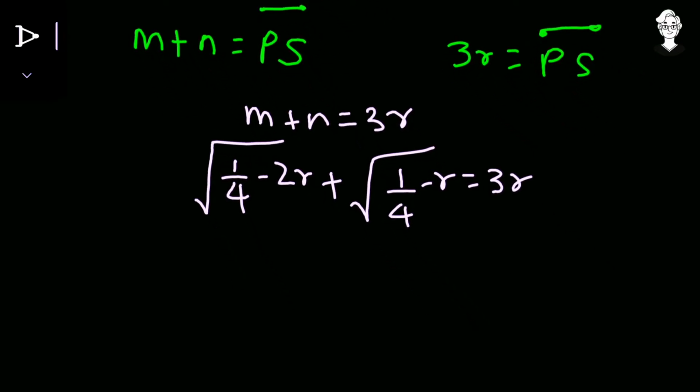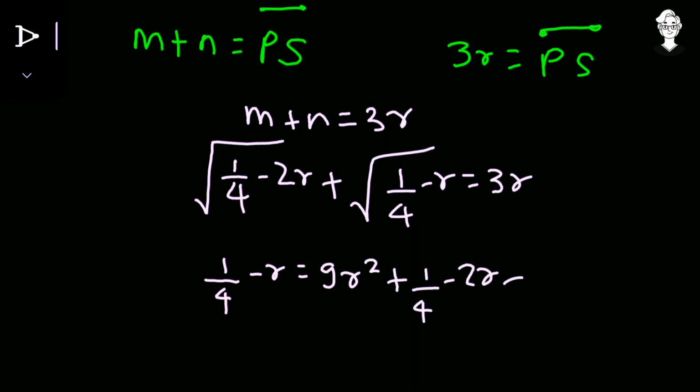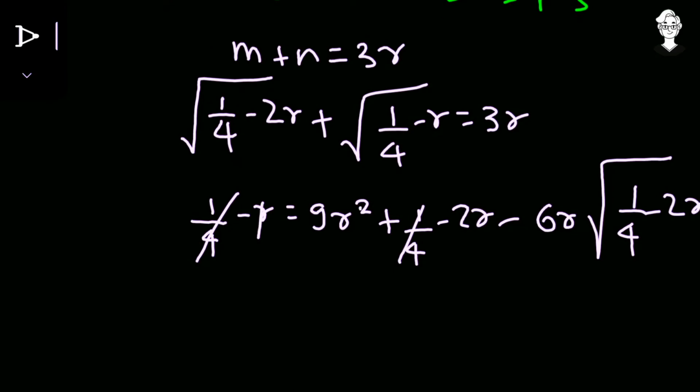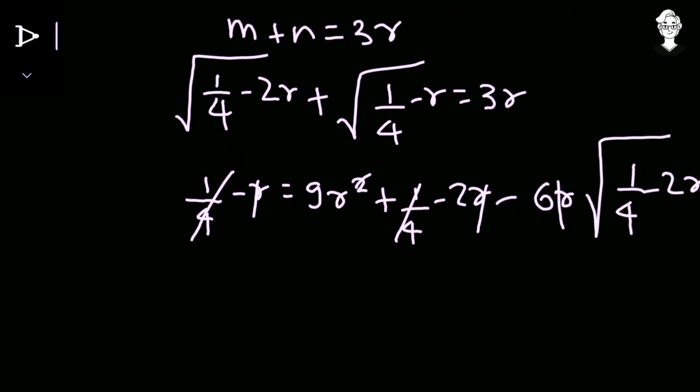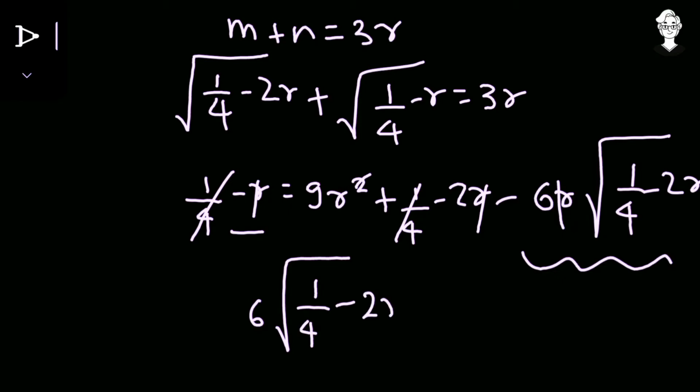This simplification is very easy. We will just shift that over there, or we can shift this 2r, either way. I am just doing that over there. So squaring both sides, it becomes 1/4 − r = 9r² + 1/4 − 2r − 6r√(1/4 − 2r). So 1/4 gets cancelled out, and r² terms cancel out. Shifting this negative over there and the negative 1 over here, what we have is 6 times the square root of 1/4 − 2r is equal to 9r − 1.